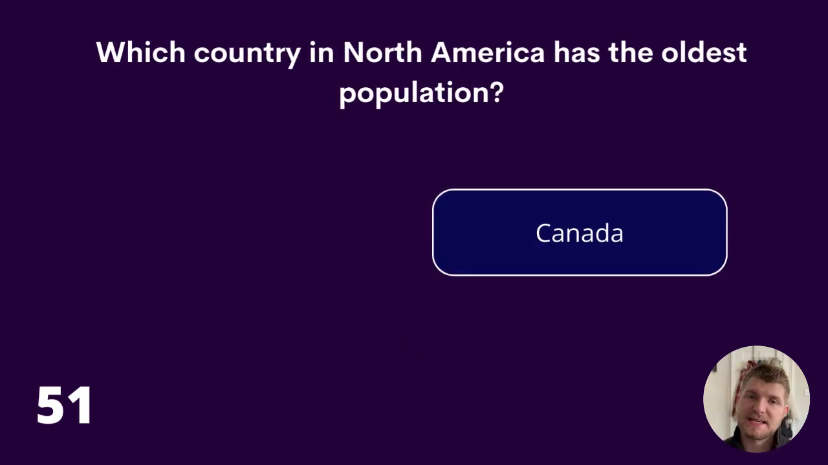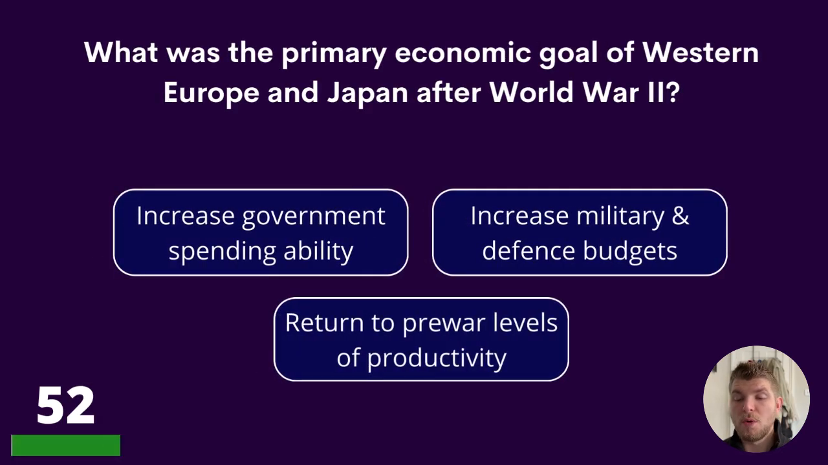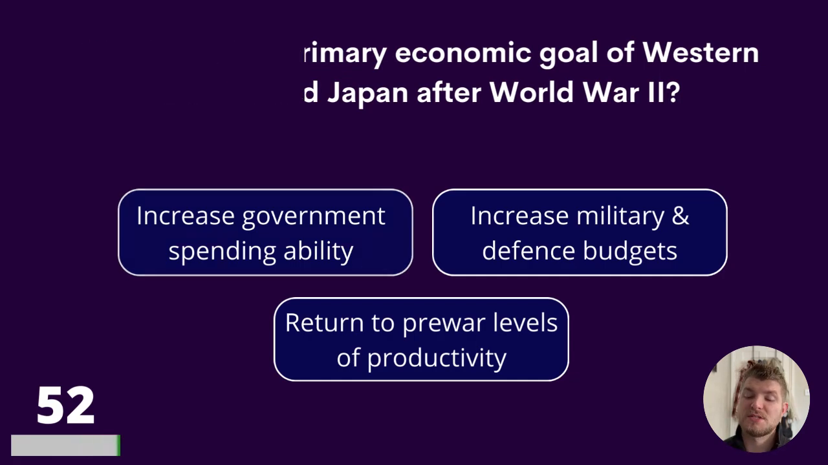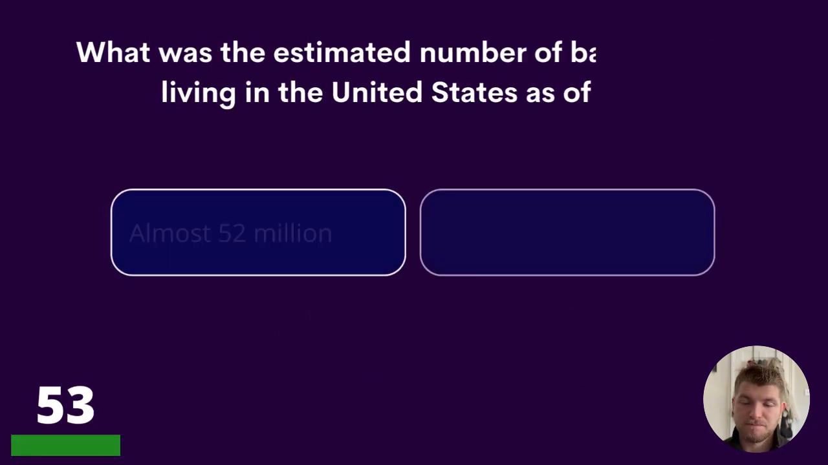The answer is Canada. Question 52. What was the primary economic goal of Western Europe and Japan after World War II? Increase government spending ability, increase military and defence budgets, or return to pre-war levels of productivity? And that's the answer, return to pre-war levels of productivity.